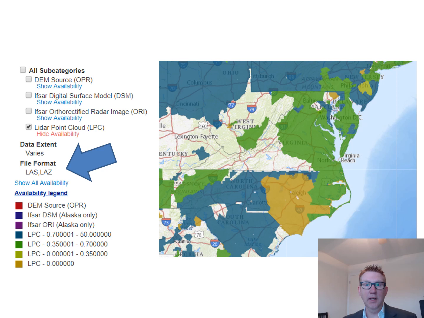But in this case, what I want you to see is that the file formats for the downloads at the national map level are given in LAS and LAZ. Again, the two most common ways of distributing LiDAR data.